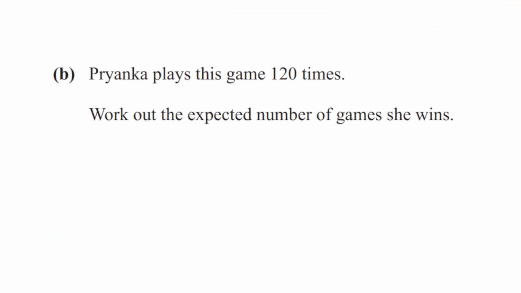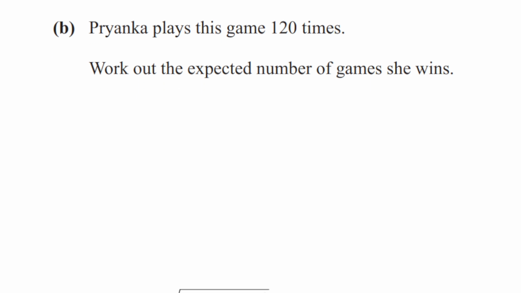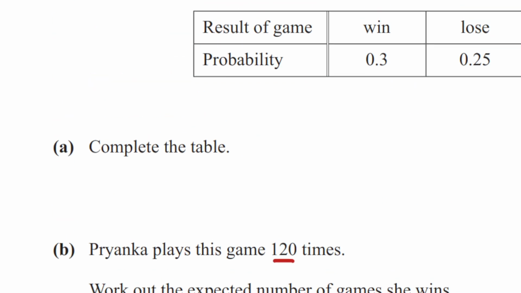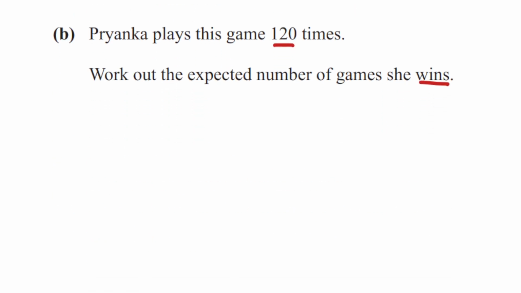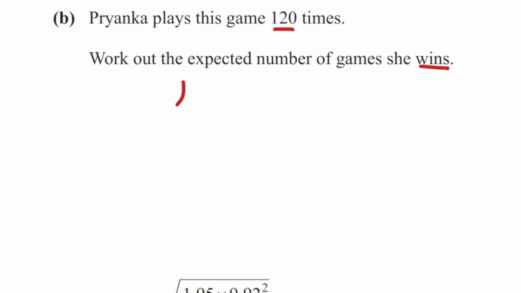Now let's look at the next part. The next part says this girl plays 120 times. Work out the expected number of wins. Let's go back and we see wins is 0.3. So how many times she will win is just 120 times the probability of winning, which is 0.3. And again, this is non-calculator.